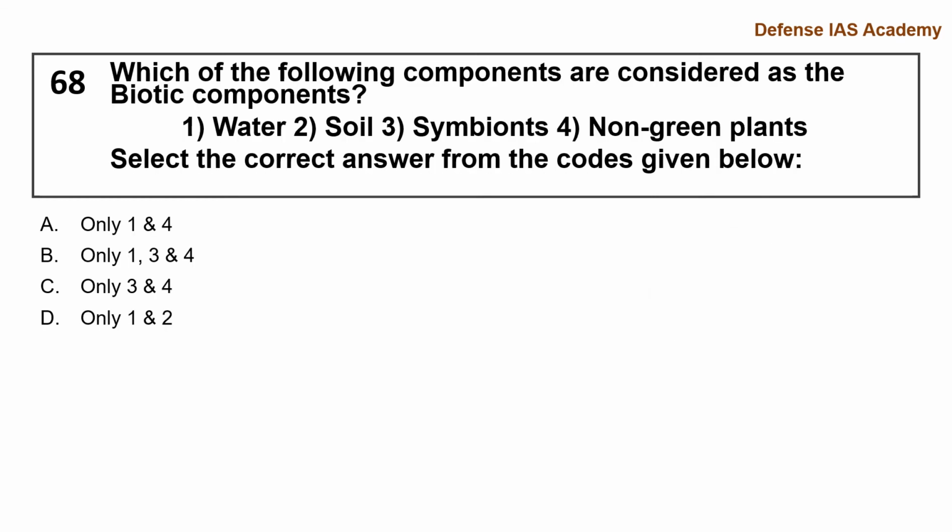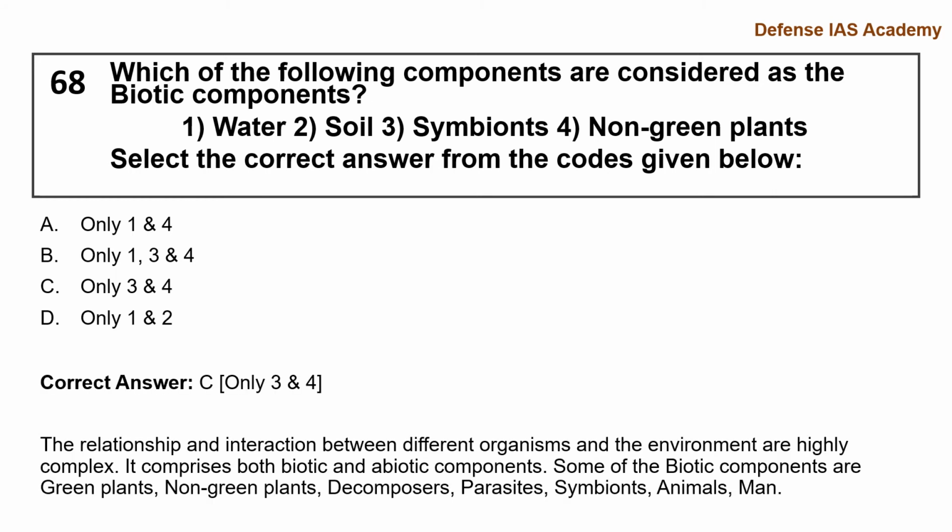Question 68. Which of the following components are considered as biotic components? 1. Water. 2. Soil. 3. Symbionts. 4. Non-green plants. Select the correct answer from the codes given below. The correct answer is option C, only 3 and 4. The relationship and the interaction between different organisms and the environment are highly complex. It comprises both biotic and abiotic components. Some of the biotic components are green plants, non-green plants, decomposers, parasites, symbionts, animals, man, etc.